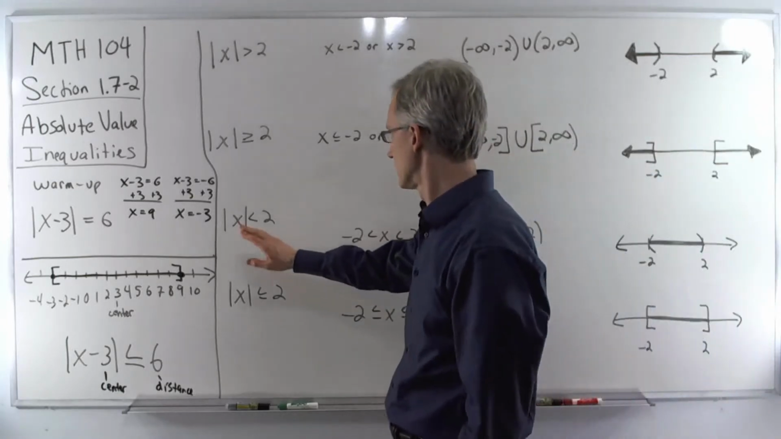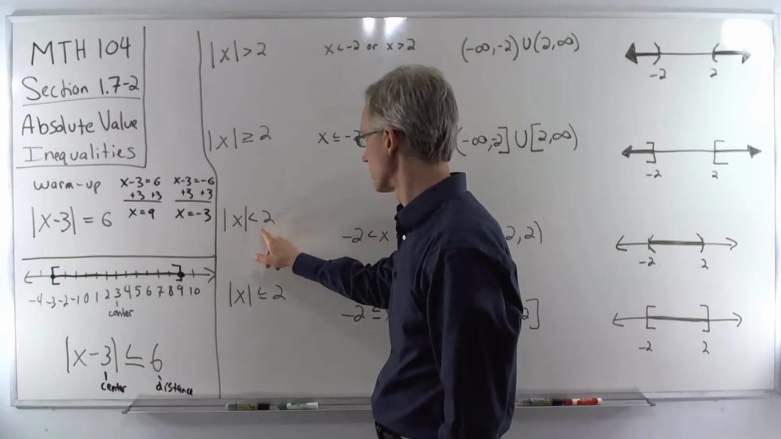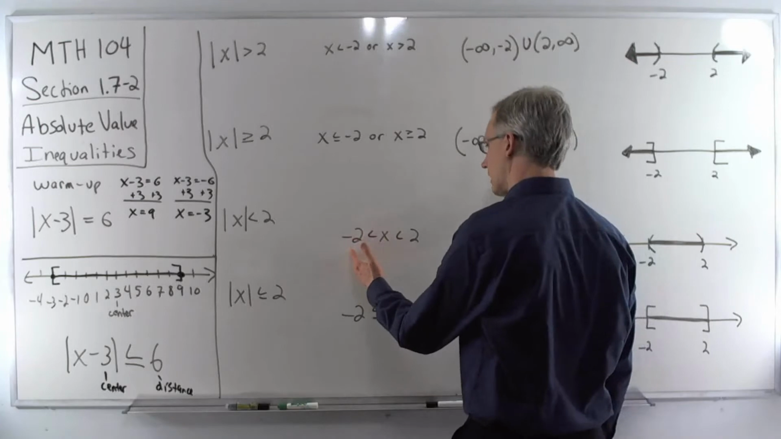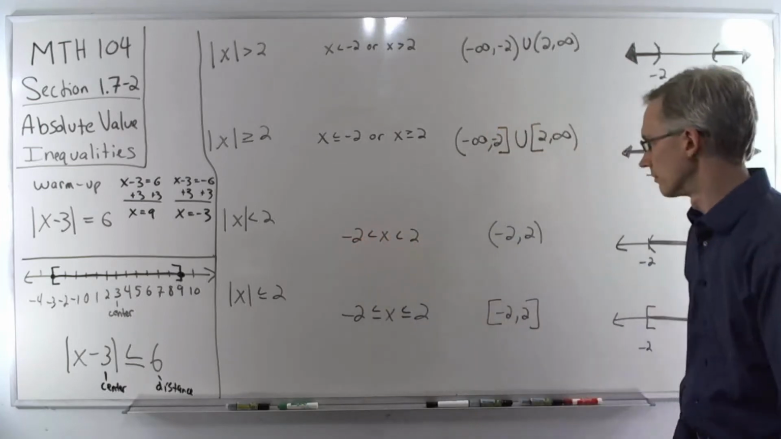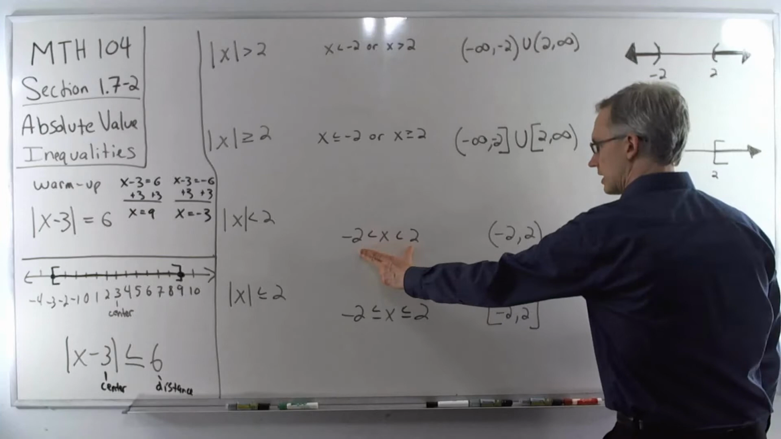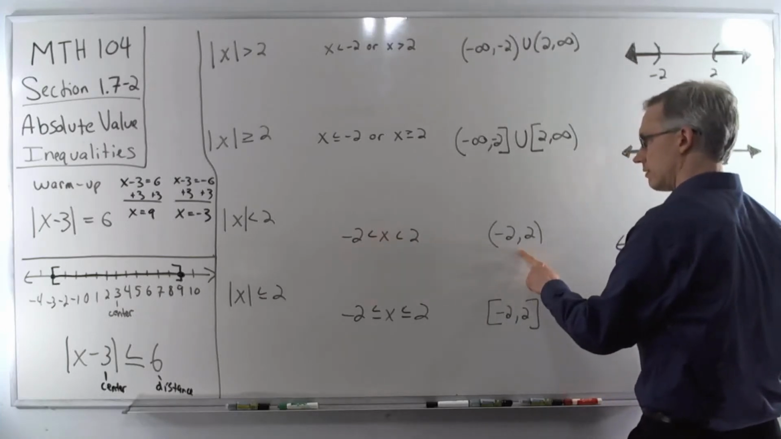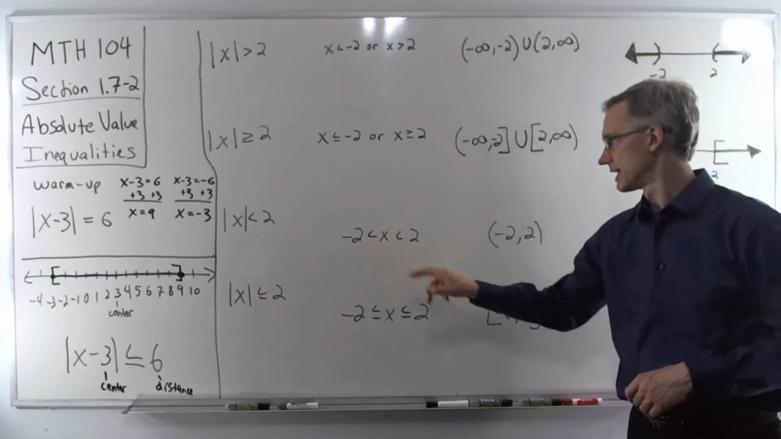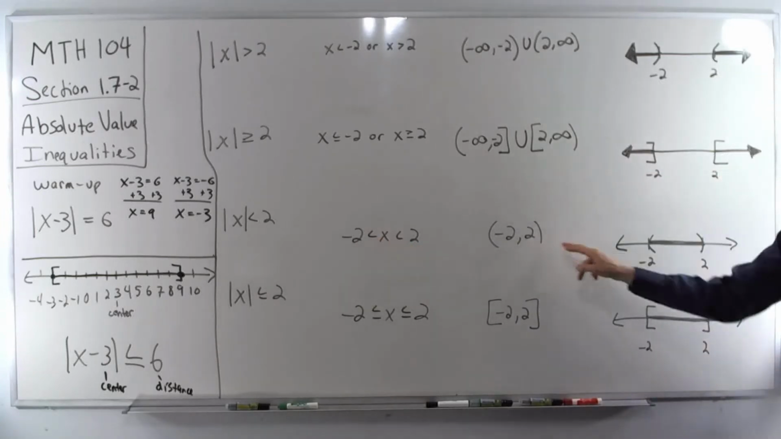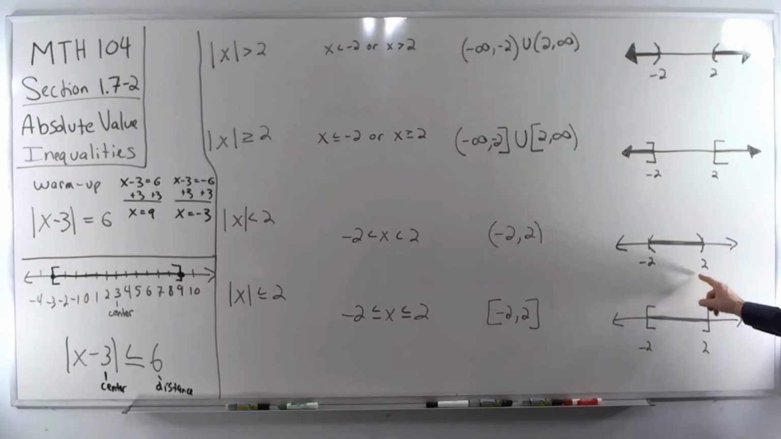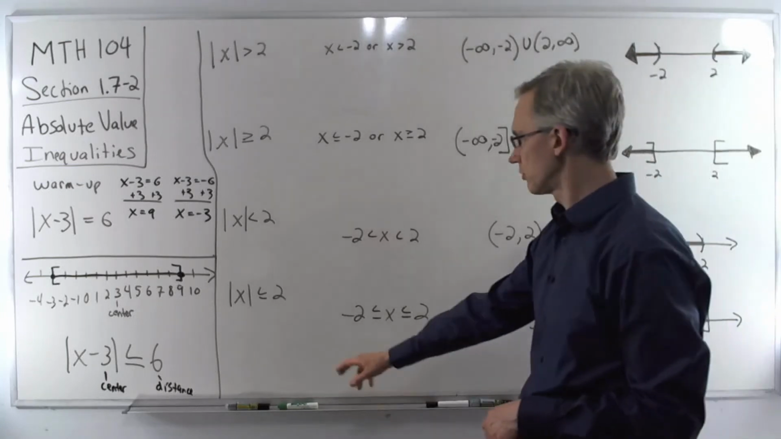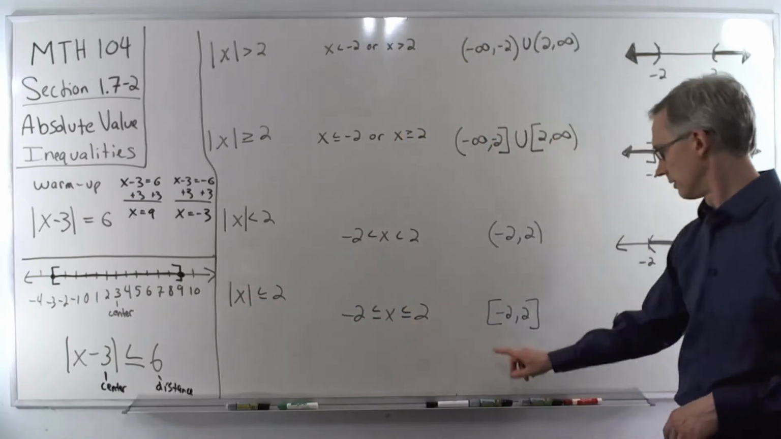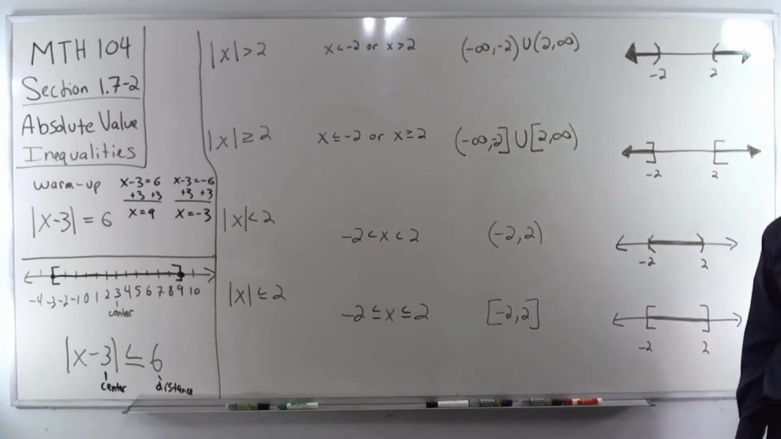Now this is less than 2, so this means all points that are within 2 of 0. That means everything from -2 to 2. Translating this into interval form, we get -2 to 2, using parentheses because we have just less than. Here's our graph that corresponds with that, every point between -2 and 2. And here's the less than or equal to version of that, so everything's the same except we're doing less than or equal to, and the brackets instead of the parentheses.